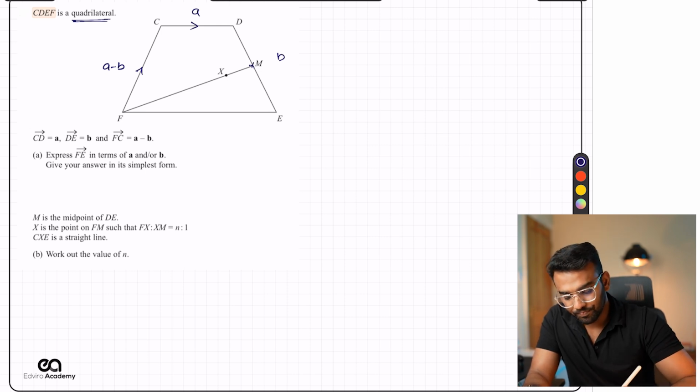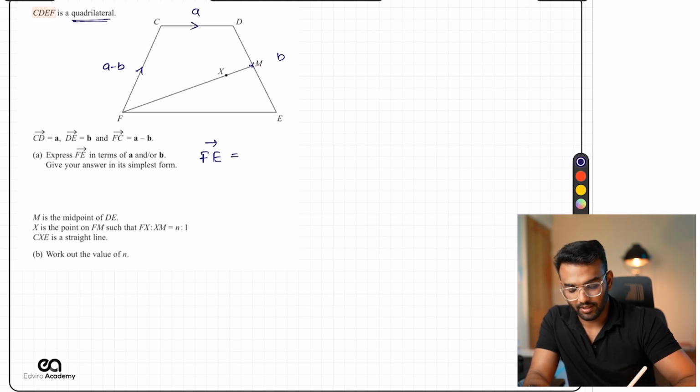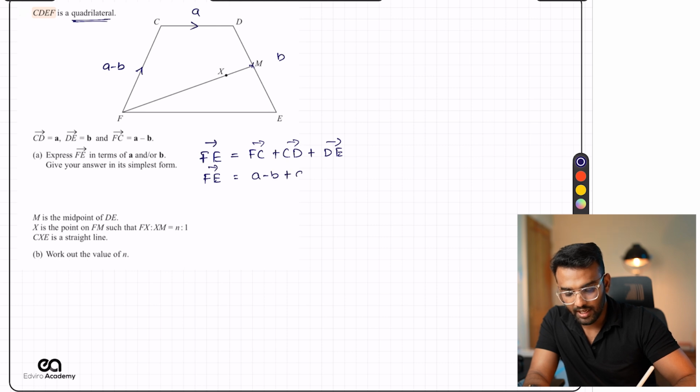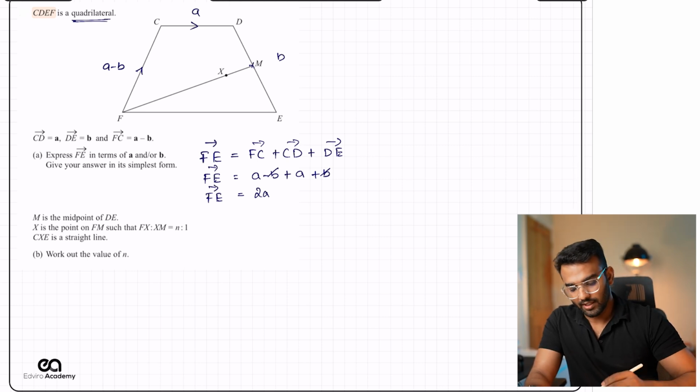So FE means F to E, you're going all the way from F, then C to D, and D to E. So I would like you to write a comment like this, FE, which is equal to F to C plus C to D plus D to E. And therefore, FE is going to be a minus b plus a plus b. And you can see that minus b and plus b would just cancel off, and that is 2a. So the value of FE is just 2a. Okay, so that's there. Now we're going to the second part.